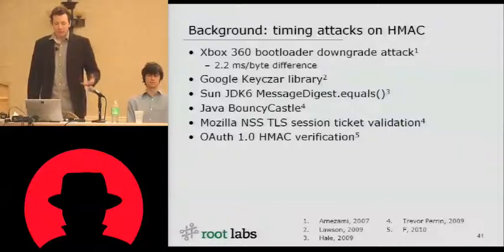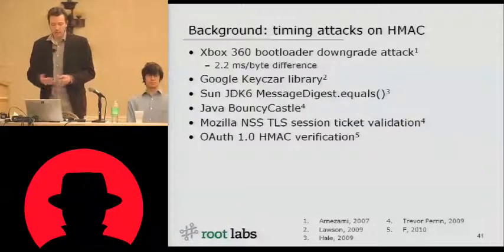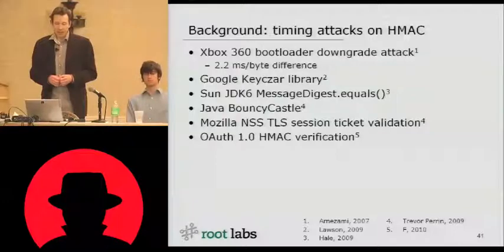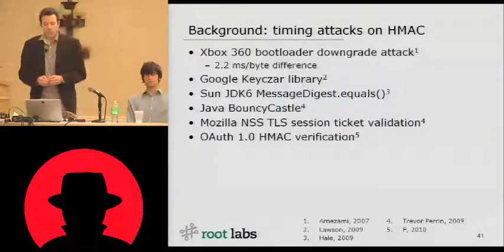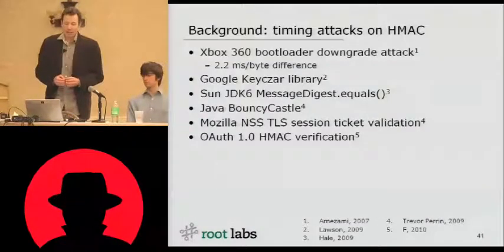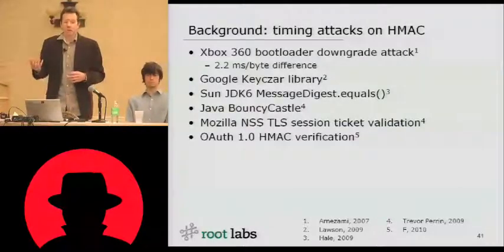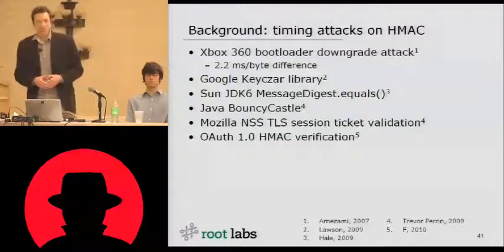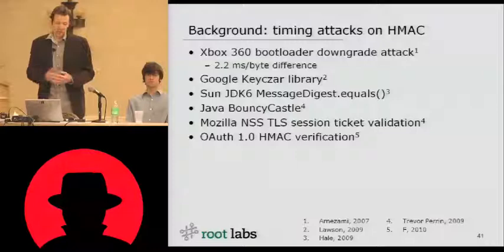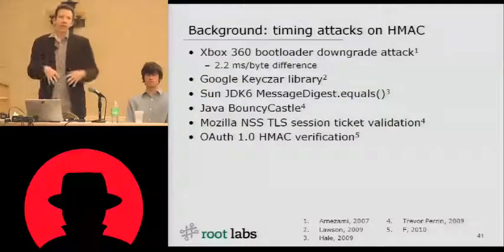Some of the first timing attacks against HMAC were documented in 2007. The first one that was publicly released was an attack against the Xbox 360 bootloader. In this case, the Xbox 360, during its bootloader process, would verify an HMAC on a particular bit of code and then decide whether or not to run it. Based on whether the HMAC the attacker had supplied was correct or not, each byte would take an additional 2.2 milliseconds to compare. And this is very visible from local, since you have full physical access to your game console.